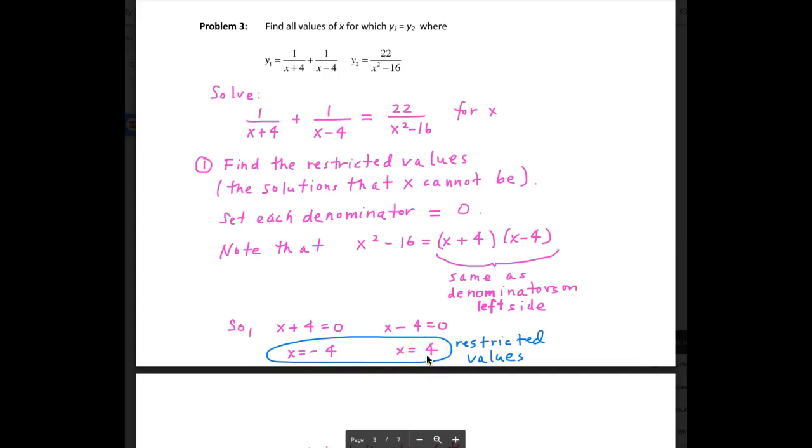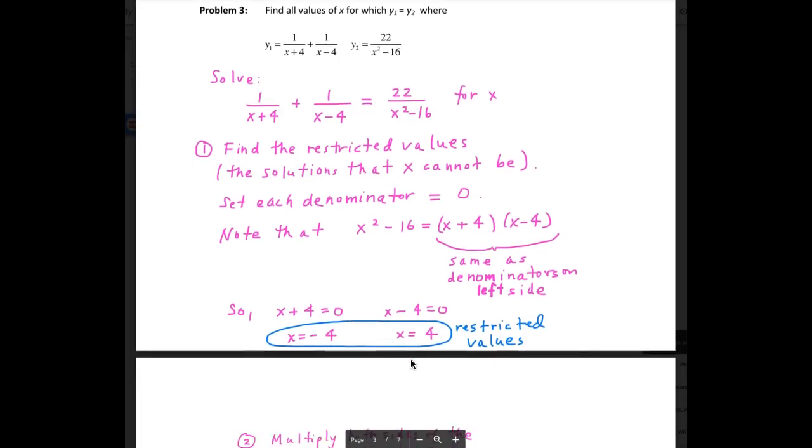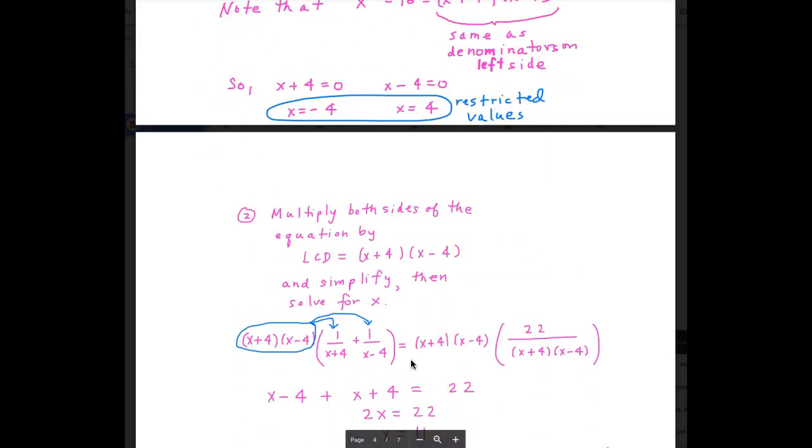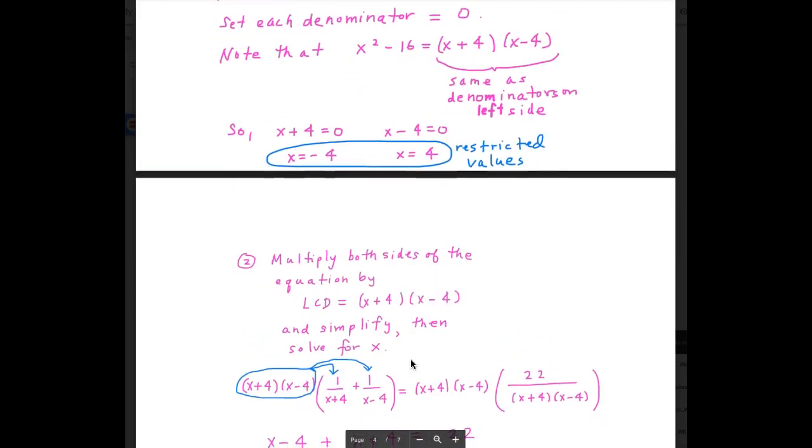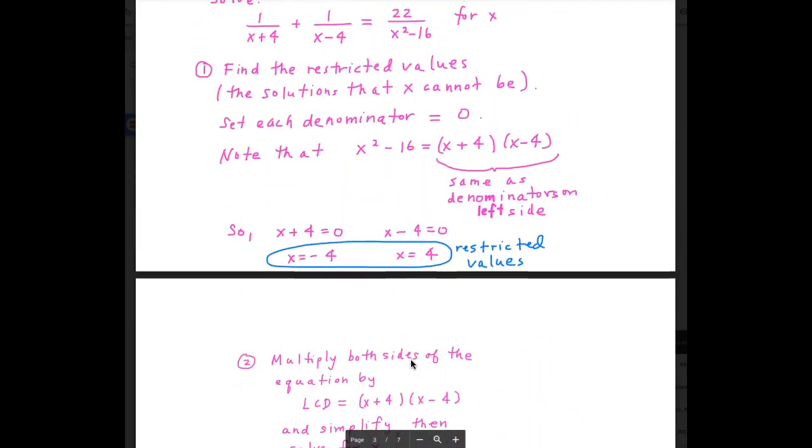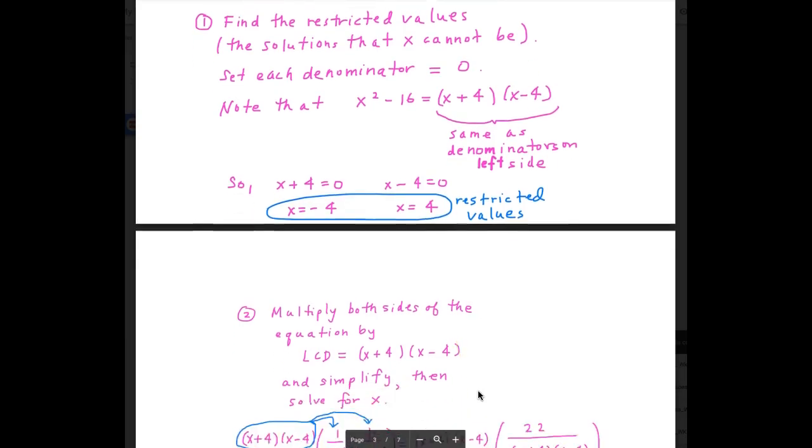So if we were to work through the solution to this, which we will in a moment, and we were to get x equals negative 4 or x equals 4 as a solution, that would actually mean there were no solutions to this problem because they are the restricted values. Let's see what values we actually get. All right, what we're going to do is find the least common denominator. Remember that x squared minus 16 factors into x plus 4, x minus 4. So what we need is one factor of each for our least common denominator.